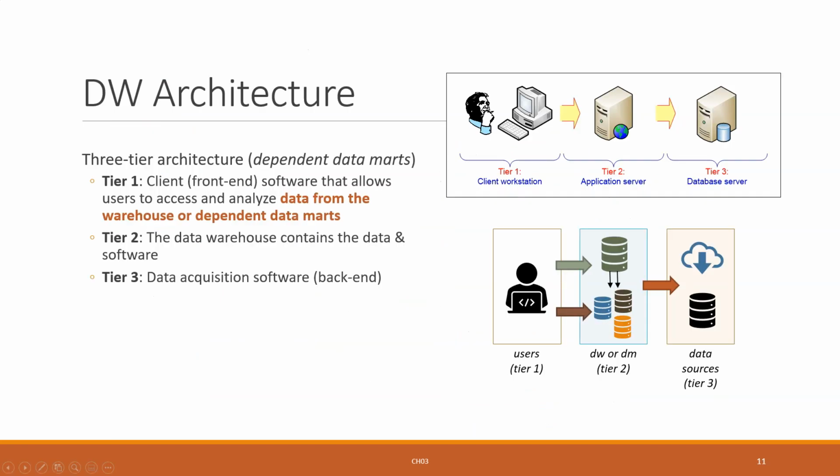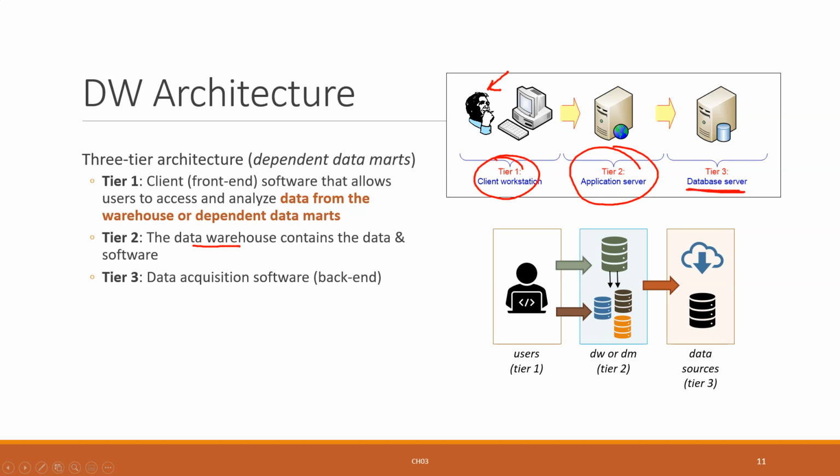Now, we have several architectures. And I've flipped this around a little bit. I put the user first. So here on the left-hand side, we have what we call Tier 1, which is the users, the decision makers. And then the second tier is the application server. And this is typically the data warehouse or the data mart. And this has the software on it that the client can use to access that data.